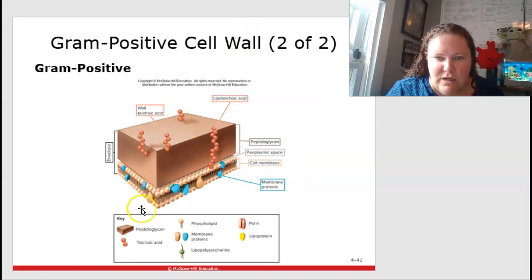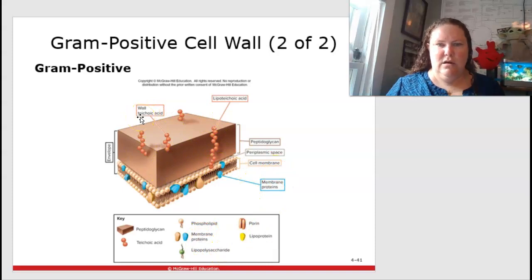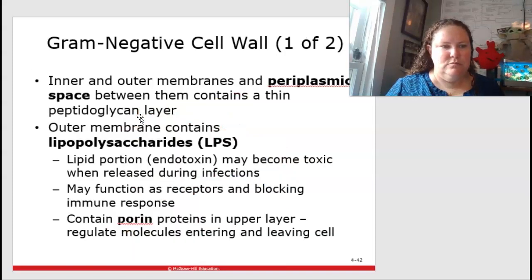Okay, so here you have your gram-positive. This is a great figure. You have your peptidoglycan, your teichoic acid, your phospholipid, your membrane proteins, right? And so all of the keys are there so that we can see the gram-positive wall.